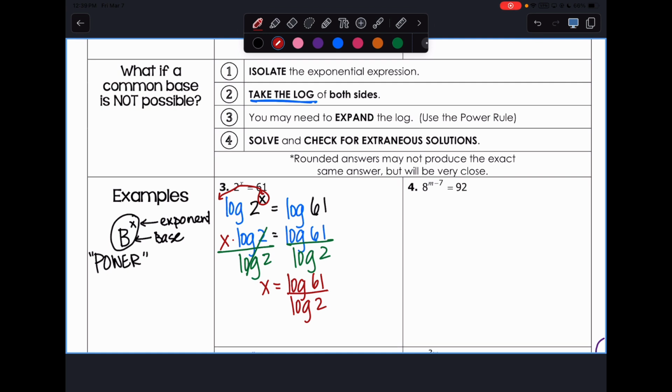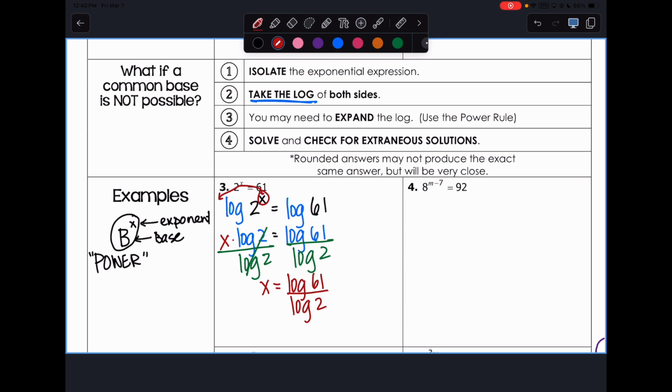So be careful with this. Make sure you guys close the parentheses after 61. So hit log. Log is next to the button for number 7. Log of 61, close the parentheses, divide by log of 2. And you should get a very long decimal number, yes?